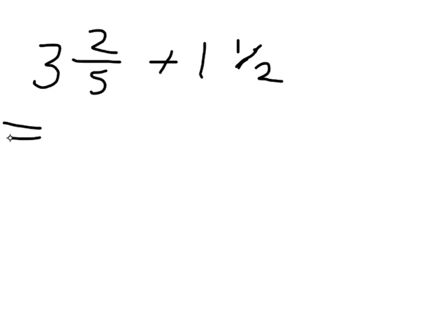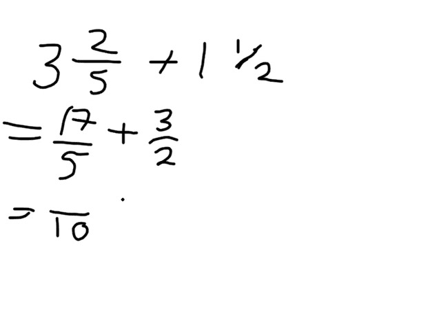Reminder to turn a mixed fraction into improper: you take the larger number, the whole number, you multiply it by the bottom number or the denominator, and then you add the numerator or the top number. So in this case, 3 times 5 is 15, plus 2 is 17. So that becomes 17 over 5. And 1 times 2 is 2, plus 1 is 3. So my first step is to turn them into improper fractions. Now I get a common denominator.